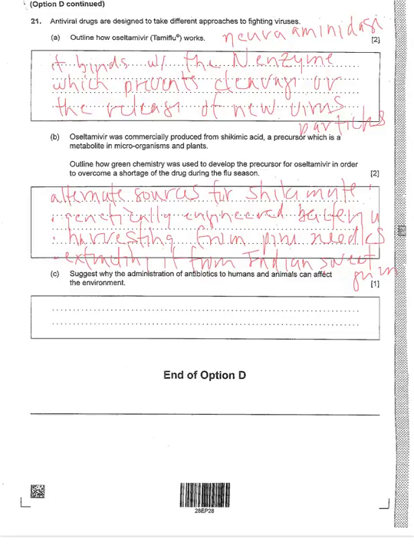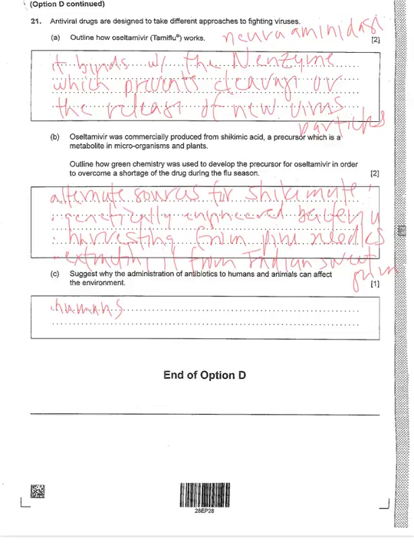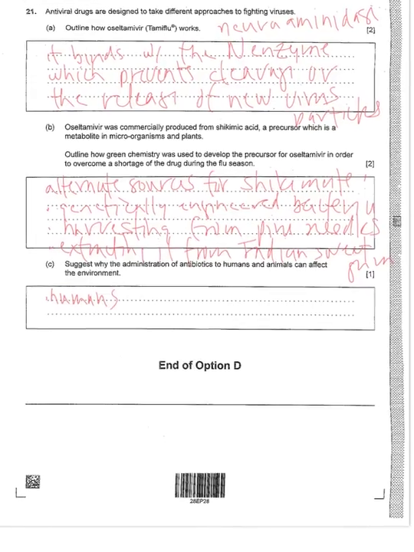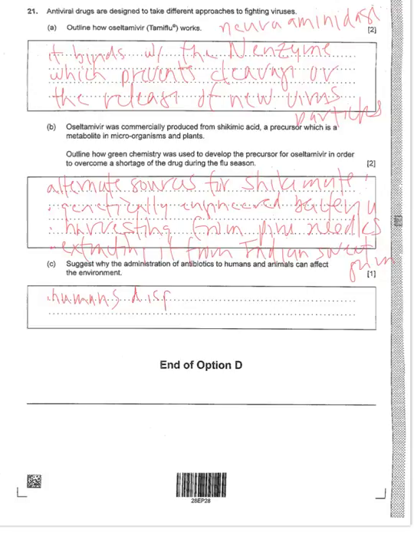And then C, suggest why the administration of antibiotics to humans and animals can affect the environment. This is just one mark, so I think you could address either one, but humans dispose of it incorrectly. Humans dispose of it in the trash or down the toilet. It can end up in our soil and water. So if humans dispose of it inappropriately, that's an issue. And animal waste presents the same issue. In either case, the antibiotic ends up in water sources and soil.